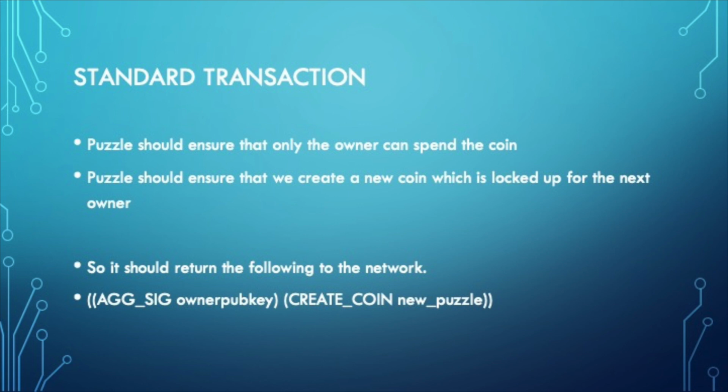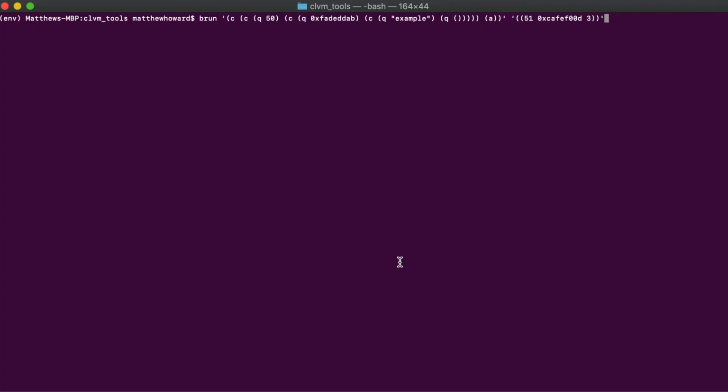It's important to remember that anyone can attempt to spend a coin. As long as they can reveal the correct puzzle, anyone can suggest a solution. So how does coin ownership work then? We simply use the aggsig condition to assert that the spend has been authorized by our private key. So we've got a puzzle here that means that we always have to have a signature from the corresponding private key for the public key faded dab of the string example, and then any conditions that are in the solution will get forwarded straight on.